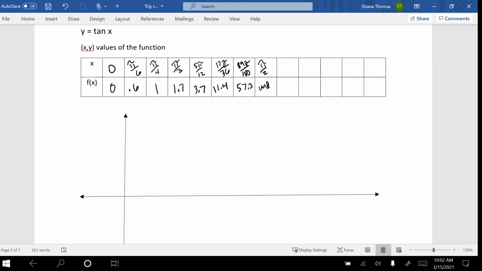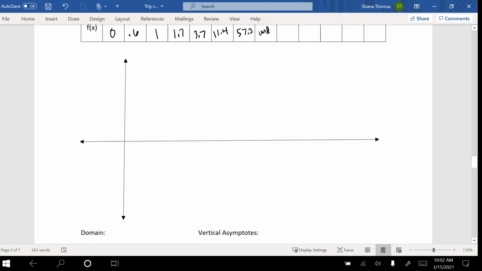Now, when you're doing these, you're probably not going to ever have to go this slow. Pi over 6, pi over 4, pi over 3. Yeah, these guys, not so much. But I wanted to do that to show you what's going on. So this looks really weird, doesn't it? And if you would go negatives of these, it would do the same thing. So this is what the tangent function looks like.